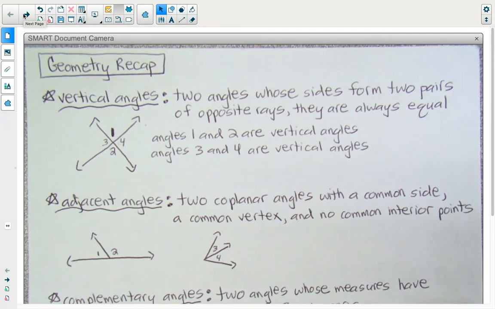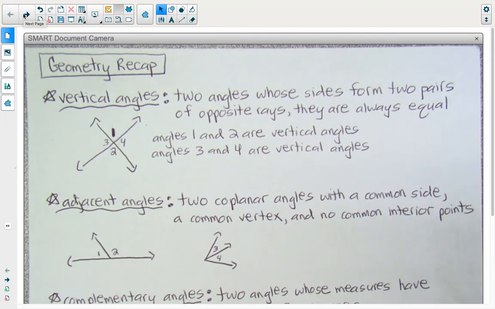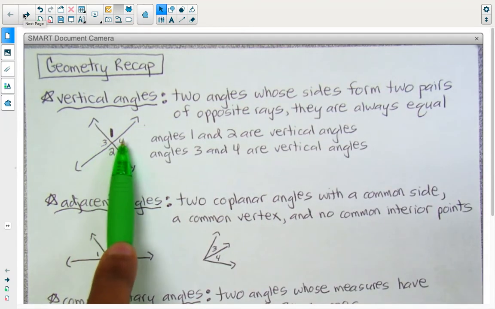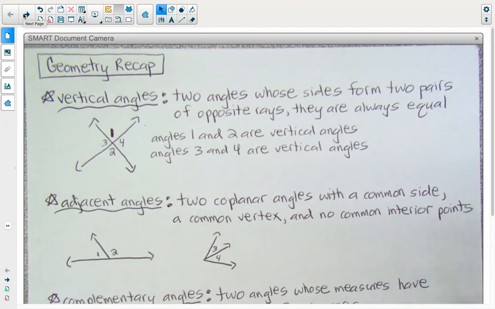So I like to think of an X, like they're on top of each other. If you make an X across, then the ones across from each other are vertical angles, and then the ones across from each other are vertical angles.